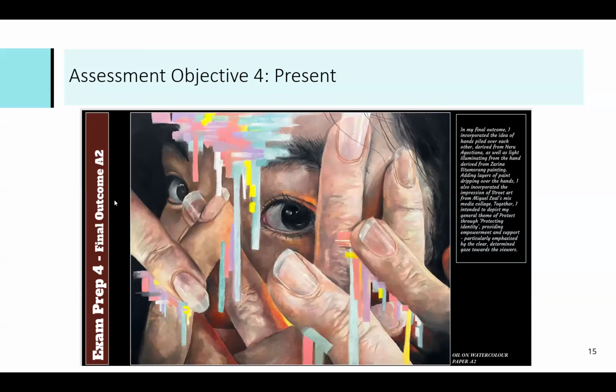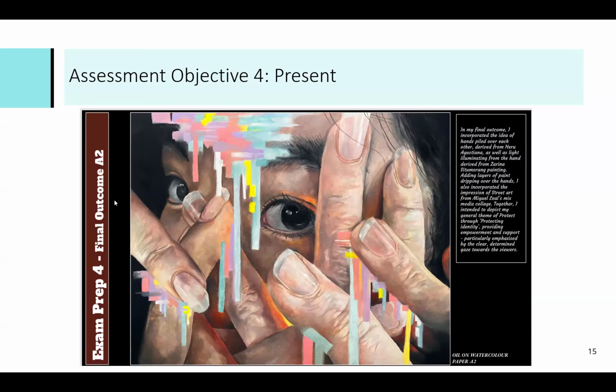This is the final outcome produced during the 10-hour period of sustained focus. The candidate has combined the two compositions and further refined the composition explored in the planning stages. The candidate writes, "I intended to depict my general theme of protect through protecting identity, providing empowerment and support, particularly emphasized by the clear, determined gaze towards the viewer."